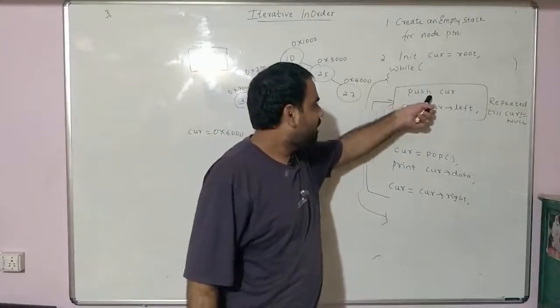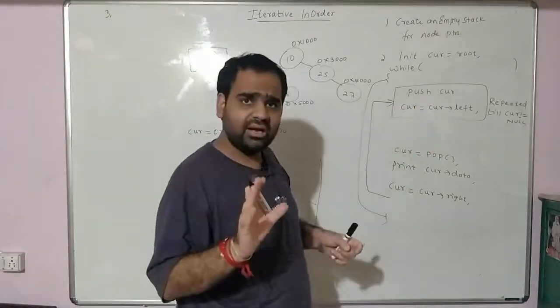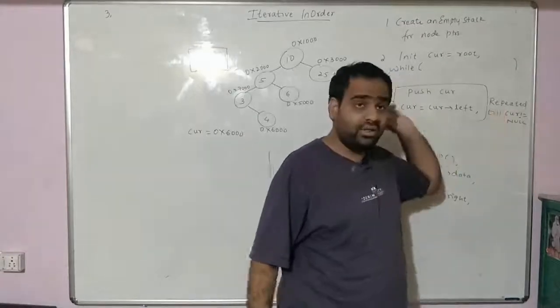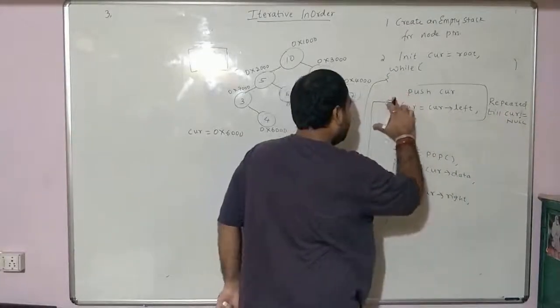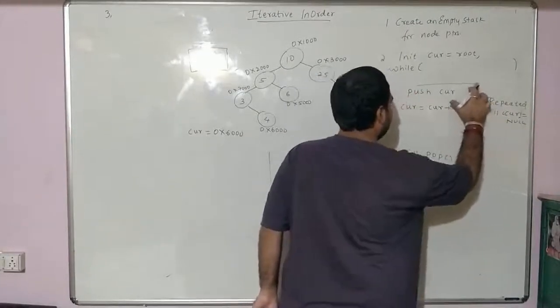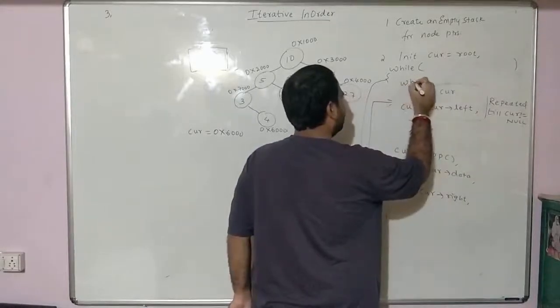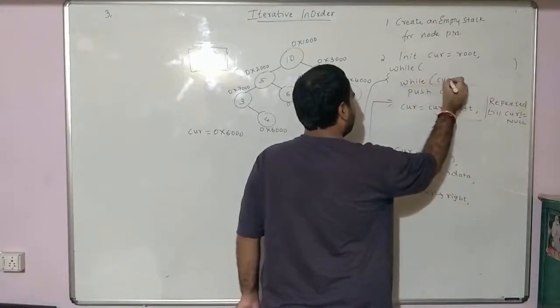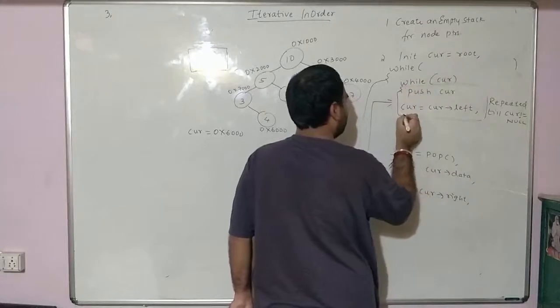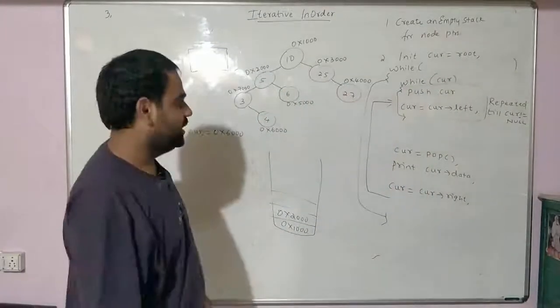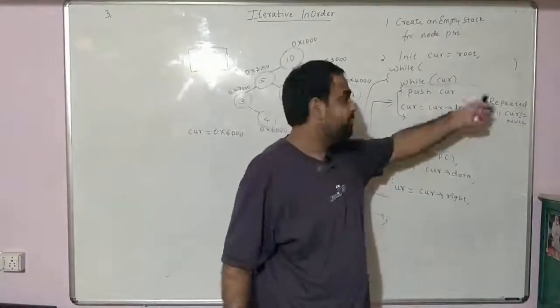Now, what do you say? Push current, and you say current equal current arrow left till the value of current is not null. That means these steps have to be repeated till what? Current is not equal to null. Therefore, I can write while current is not equal to null, do this procedure. Okay, that is what this statement means, while current.